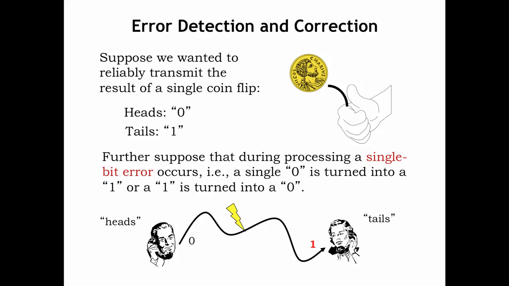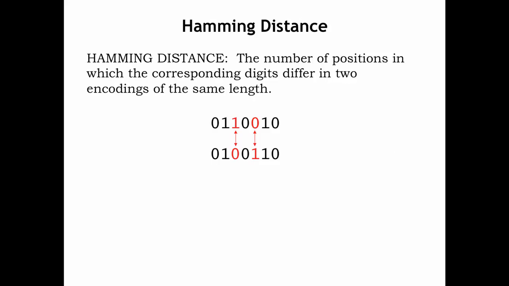So this simple encoding doesn't work very well if there's the possibility of single-bit errors. To help with our discussion, we'll introduce the notion of Hamming distance, defined as the number of positions in which the corresponding digits differ in two encodings of the same length. For example, here are two 7-bit encodings, which differ in their third and fifth positions, so the Hamming distance between the encodings is 2. If someone tells us the Hamming distance of two encodings is 0, then the two encodings are identical. Hamming distance is a handy tool for measuring how encodings differ.